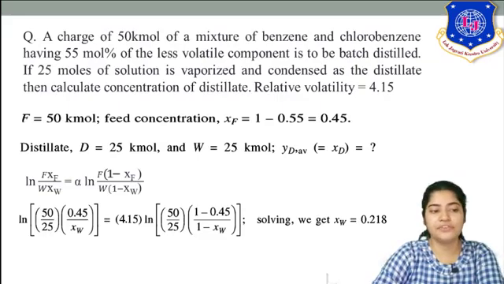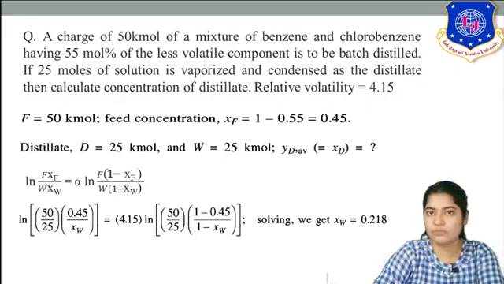A charge of 50 kilomole of a mixture of benzene and chlorobenzene having 55 mole% of the less volatile component is to be batch distilled. If 25 moles of the solution is vaporized and condensed as distillate, calculate the concentration of the distillate. The relative volatility is given as 4.1. The concentration of the less volatile component is given, hence the more volatile component concentration would be 1 minus 0.55, which is 0.45. Alpha, the relative volatility, is 4.15.